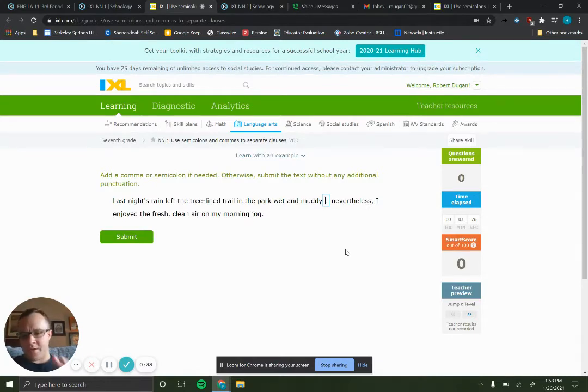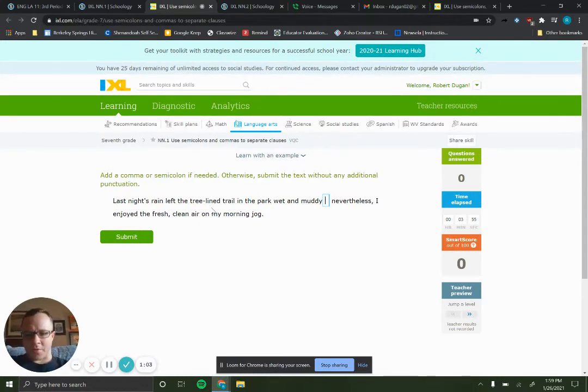So here's how you're going to know. A semicolon is used to join together two independent clauses. An independent clause is basically the same thing as a complete sentence. So if we have two complete sentences and we jam them together, we need to have a semicolon between them. If we don't have two complete sentences jammed together, then we're probably going to be using a comma.